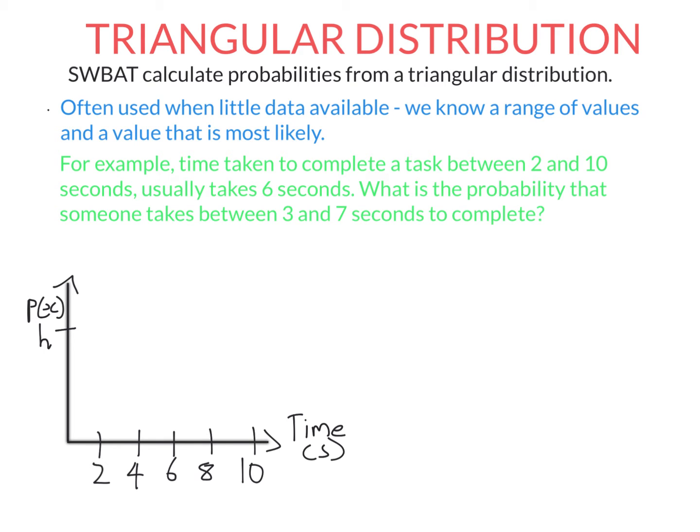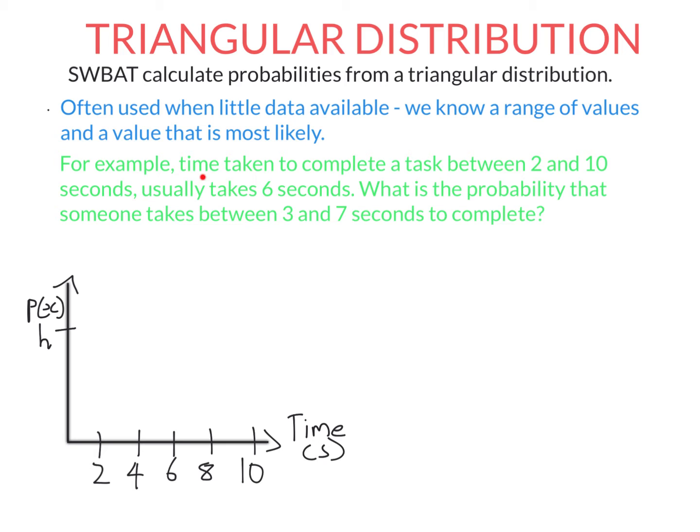Thank you so much for tuning into this video in which we will look at a special type of distribution, the triangular distribution. And we'll use this to calculate probabilities. You usually use this when you don't have much data, but you know that there's a range of values and you know a value that is most likely. Probably doesn't make much sense. Let's illustrate with an example.